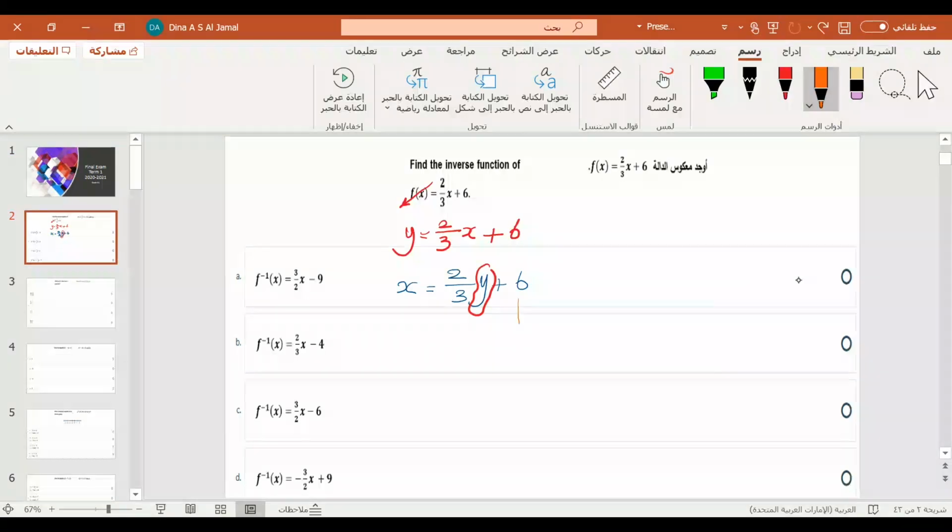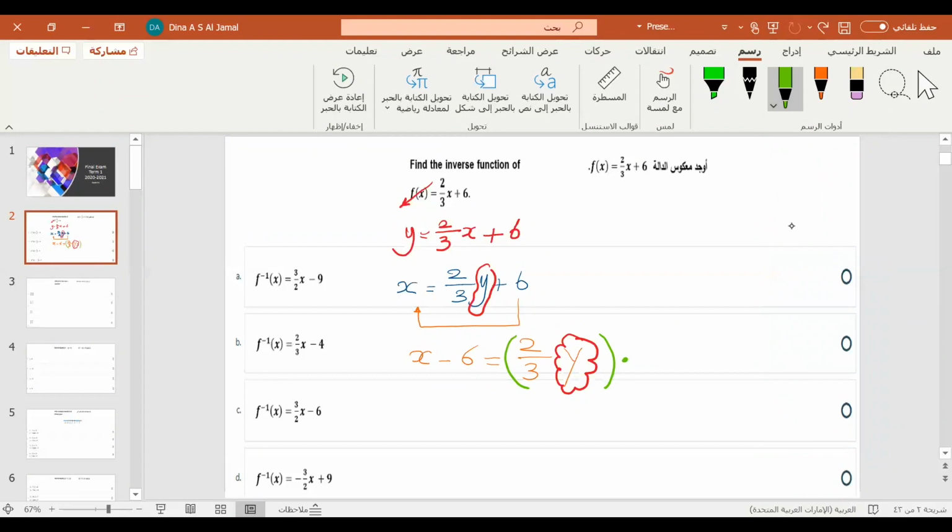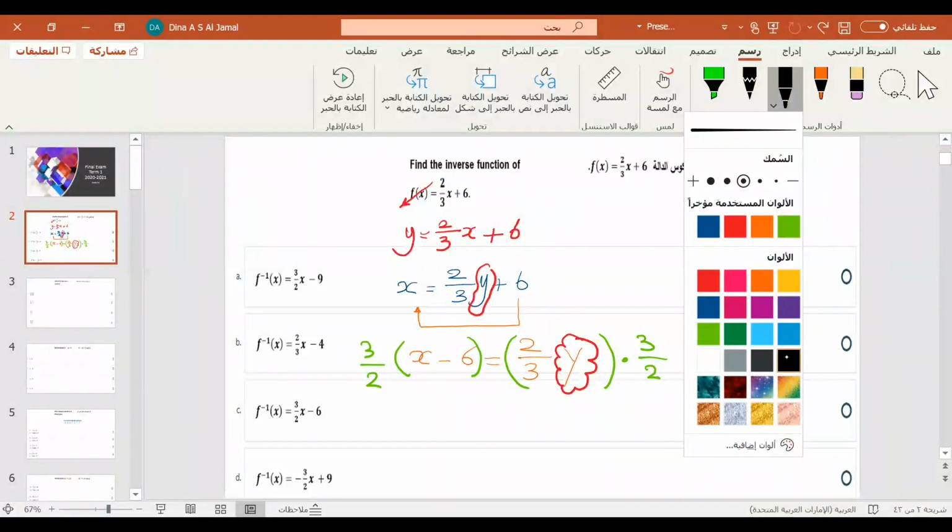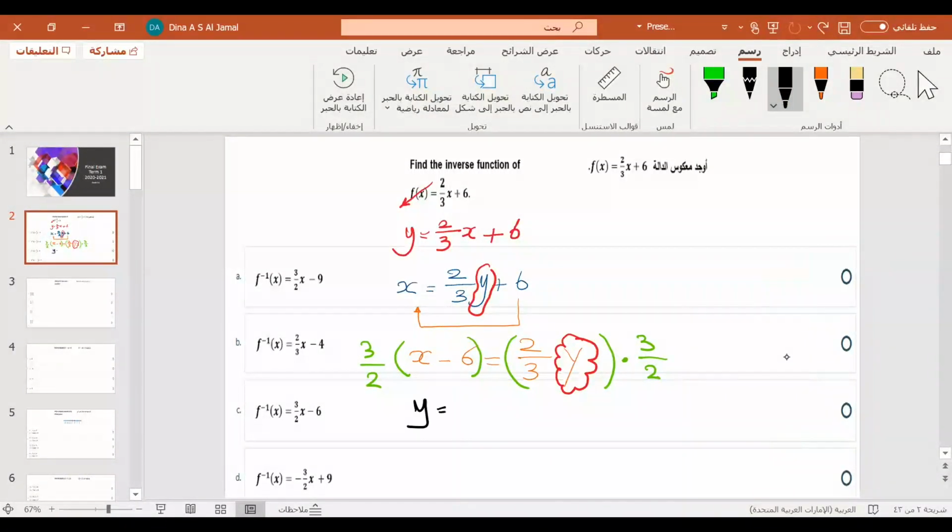Now, if I would like to solve for y, that means I will be solving it as an equation. I will be moving the 6 to the other side. So x minus 6 equal 2/3y. Then I would like to have y alone. Whenever you are having any fraction, you can just flip it and multiply by the opposite on both sides. And don't forget to put the brackets because it is a binomial, 2 terms, not only one term. So your y will be 3/2 times (x minus 6) between brackets.